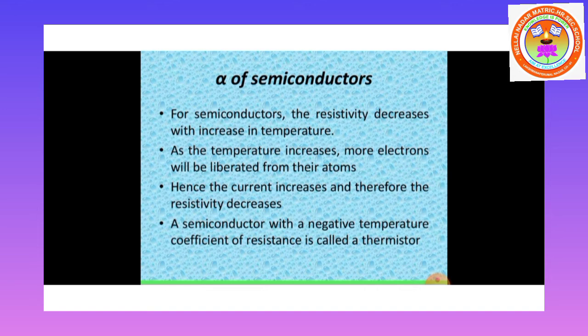A semiconductor with a negative temperature coefficient of resistance is called a thermistor. For such a semiconductor, the value of alpha is negative, so a semiconductor with a negative temperature coefficient of resistance is called a thermistor.